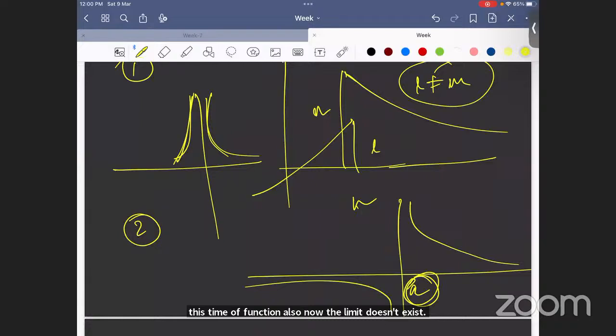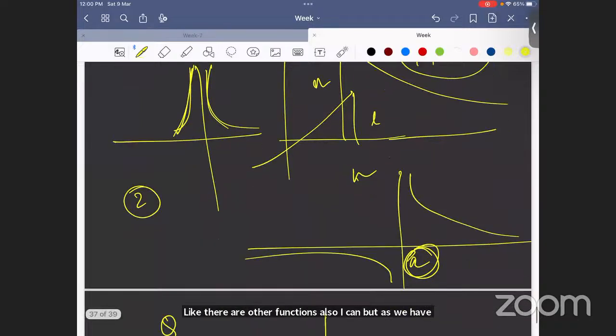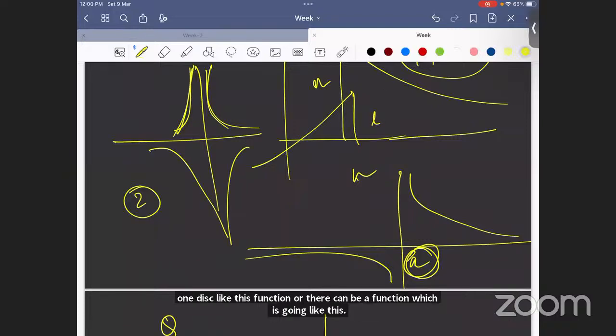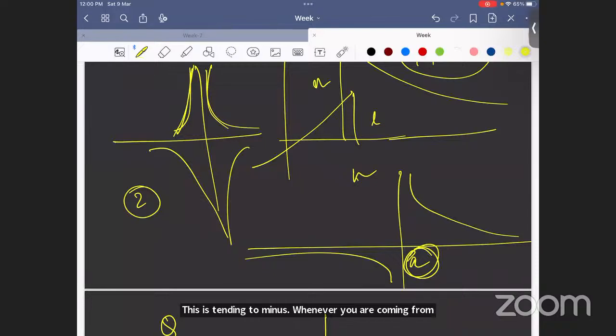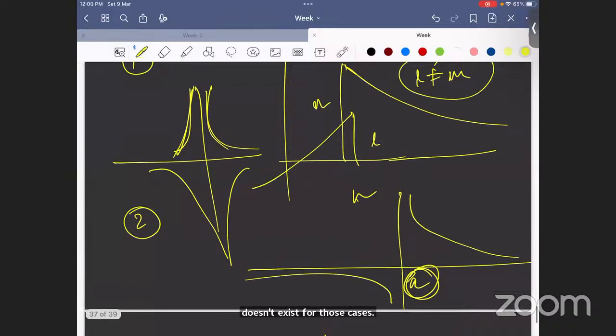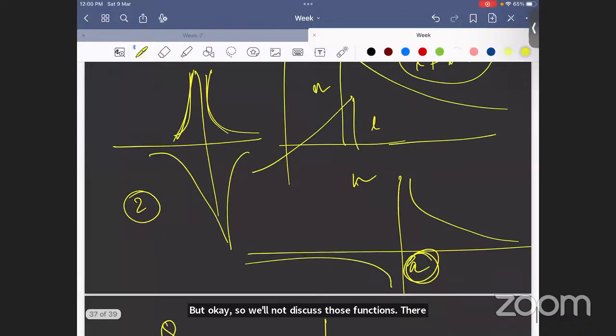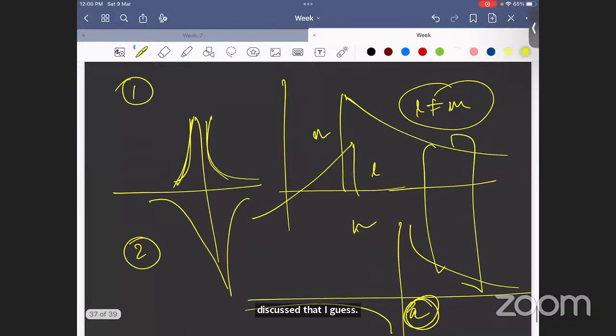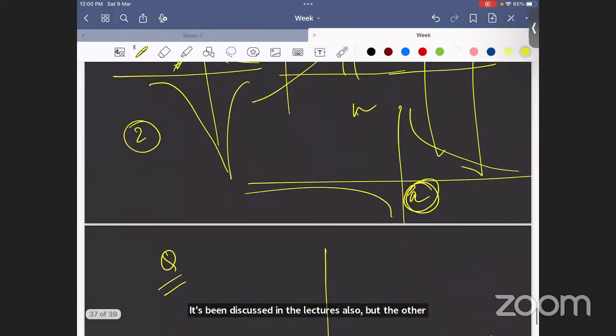There are other functions also, but as we haven't discussed them, like this function, or there can be a function which is going like this, which is tending to minus infinity whenever you are coming from the left hand side, and also the right hand side, but the exact value you are not knowing. For those types of functions also the limit doesn't exist. But we'll not discuss those functions. There are generally 5 conditions. 2 conditions I have already discussed, and I guess they have been discussed in the lectures also, but the other 3 cases have not been discussed, so that's why I'm not discussing those cases.